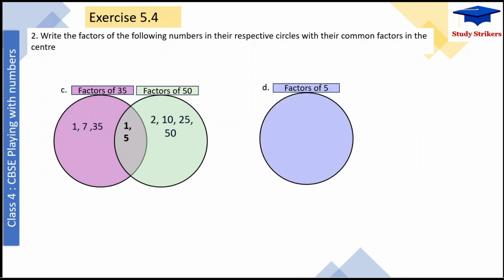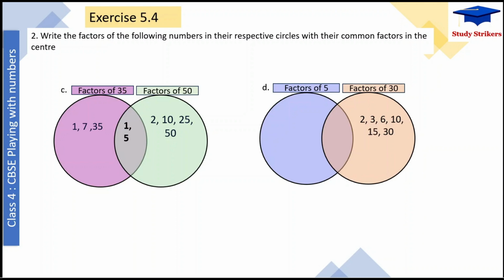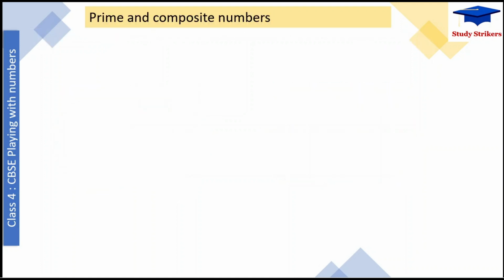We have to find factors of 5. Actually, the factors of 5 are the same as the factors of 30, so we have written it directly in the common area. So factors of 30 are 2, 3, 6, 10, 15, 30. Their common factors are 1 and 5. So this is how we have completed finding the factors.